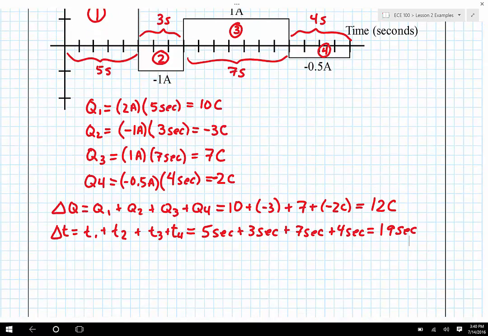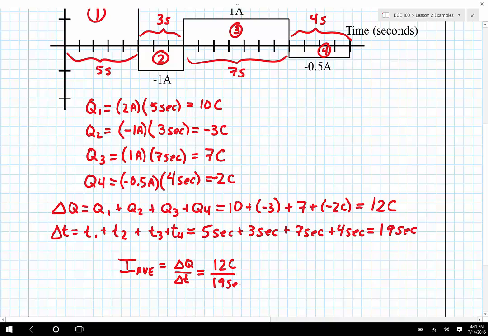And the math is not going to work out nice and even here, but it rarely does in the real world. So the total current, the average current that flows throughout this period of time, is going to be delta Q divided by delta T, which is 12 coulombs divided by 19 seconds, which turns out to be 0.632 amps, or as an electrical and computer engineer would probably prefer to write it, 632 milliamps.